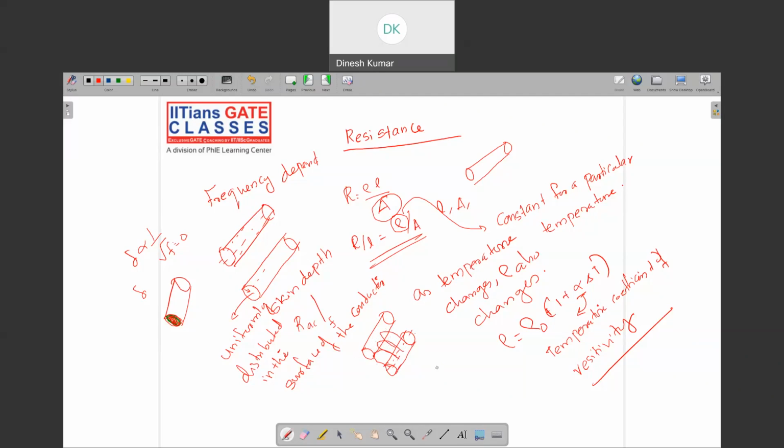So R_AC will be some constant times R_DC, or something else. R_AC will be different from R_DC. And temperature is also there, so at that particular temperature we have to find the resistance. Now we can conclude what the important factors are which affect the resistance.